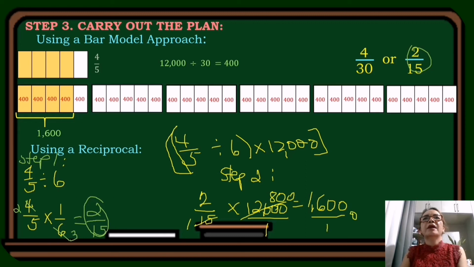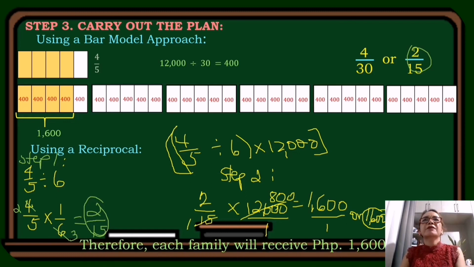Or the answer is 1,600 pesos. That will be the final answer. So therefore, each family will receive 1,600 pesos.